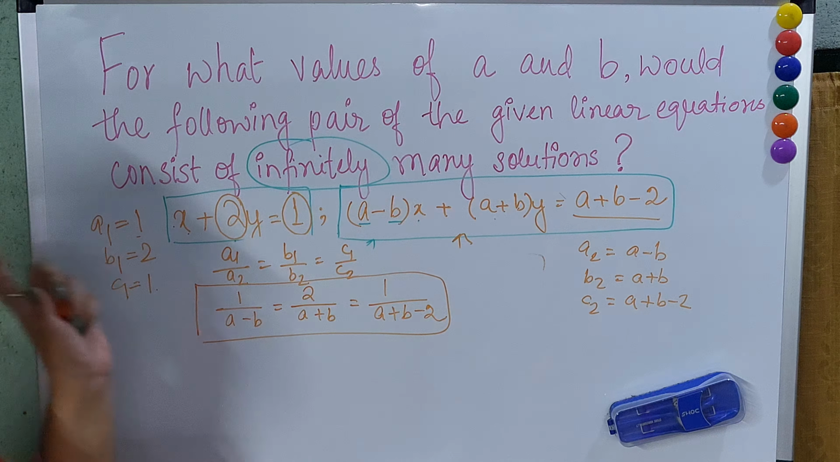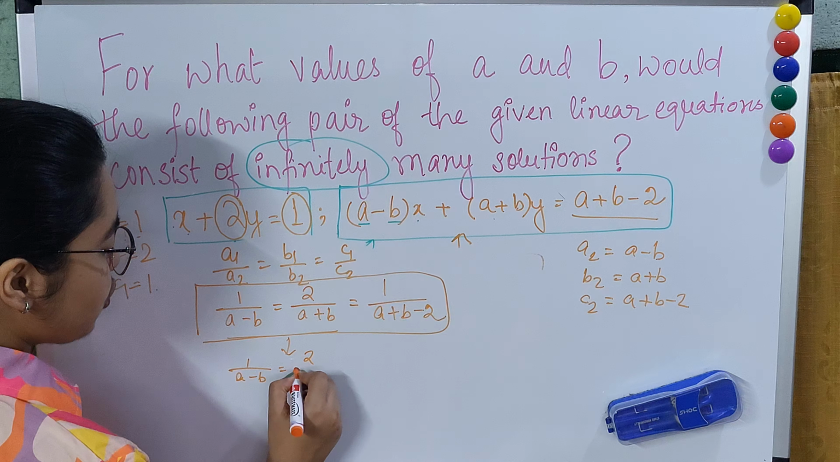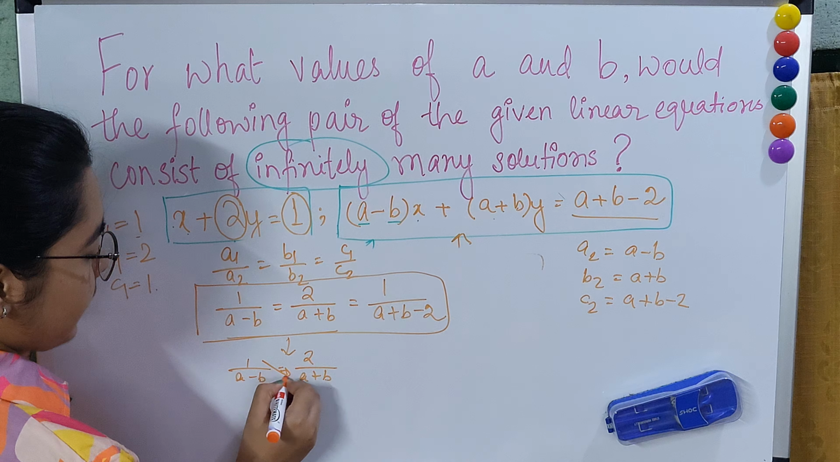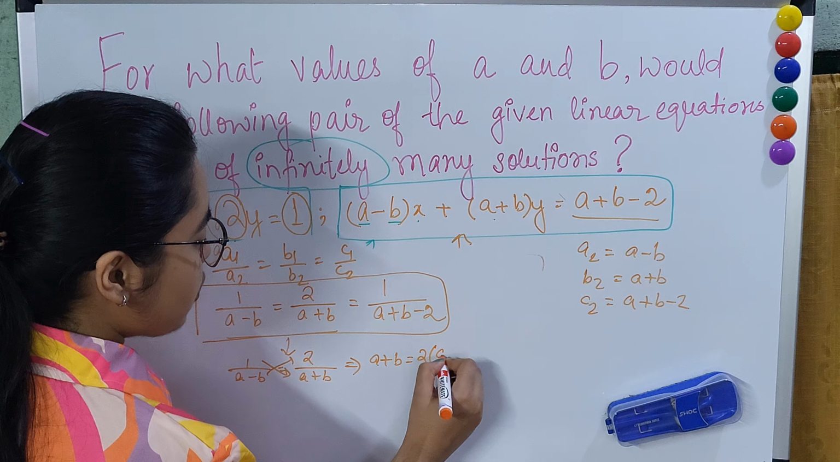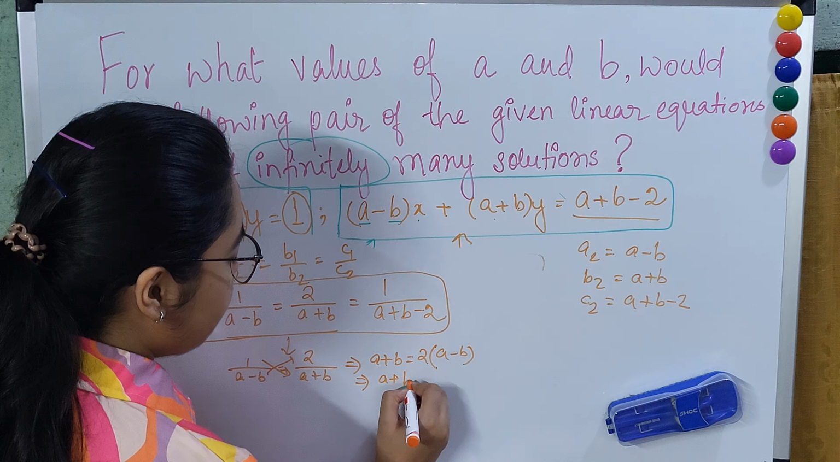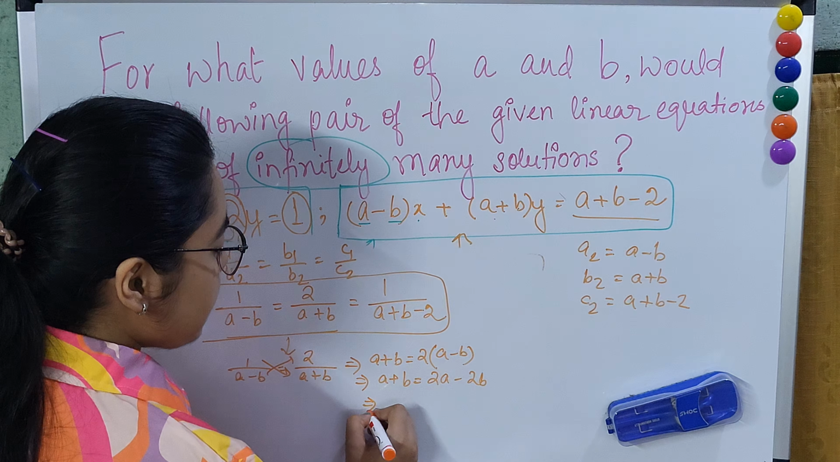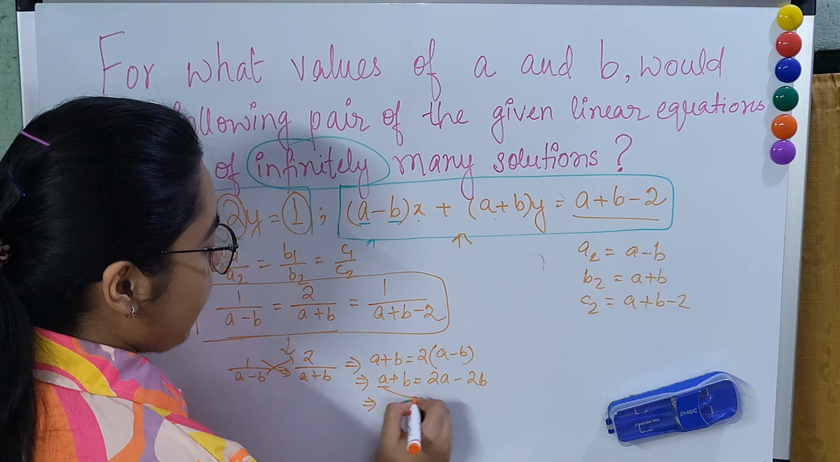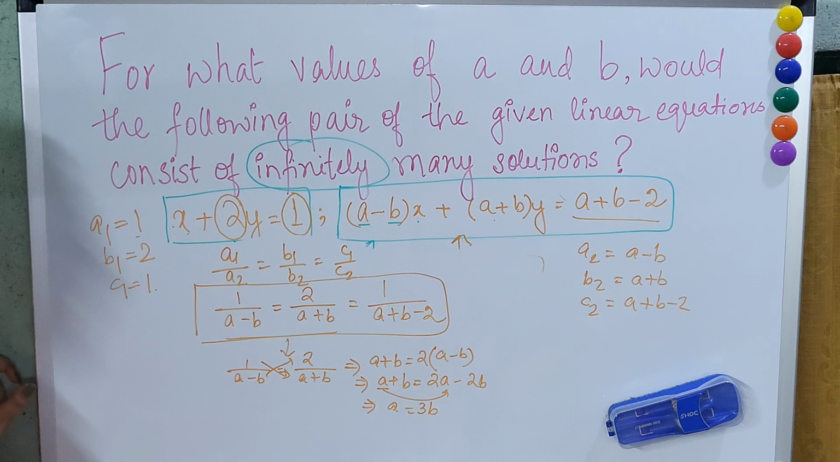Taking the first two parts, we have 1 by A minus B is equal to 2 by A plus B. Now cross multiply: this gives us A plus B is equal to 2 into (A minus B). This gives us A plus B is equal to 2A minus 2B. Taking this A to the right, which gives us an A, and taking this 2B to the left, 2B plus B gives us 3B. So the value of A is 3B.